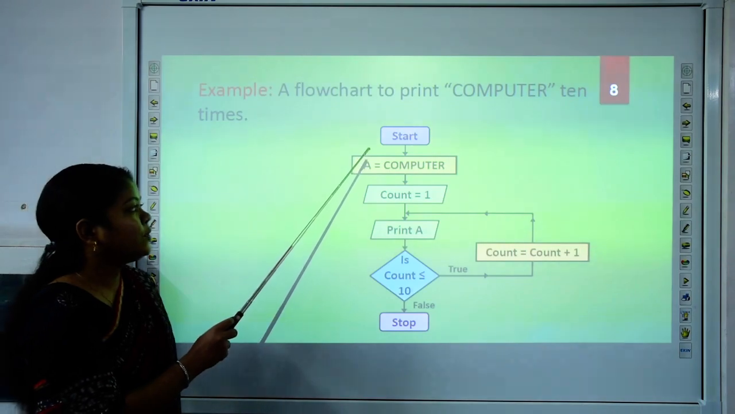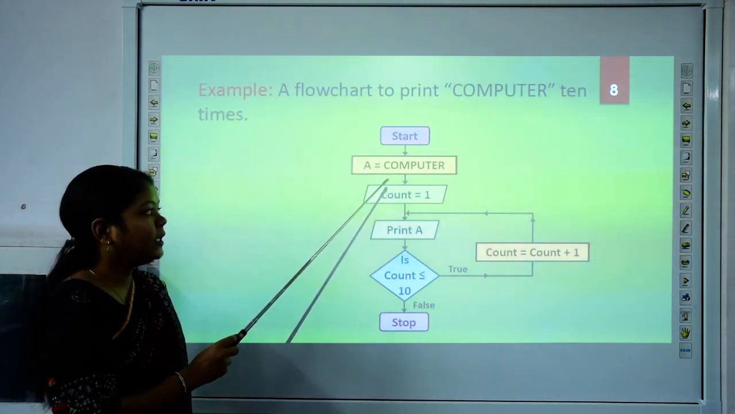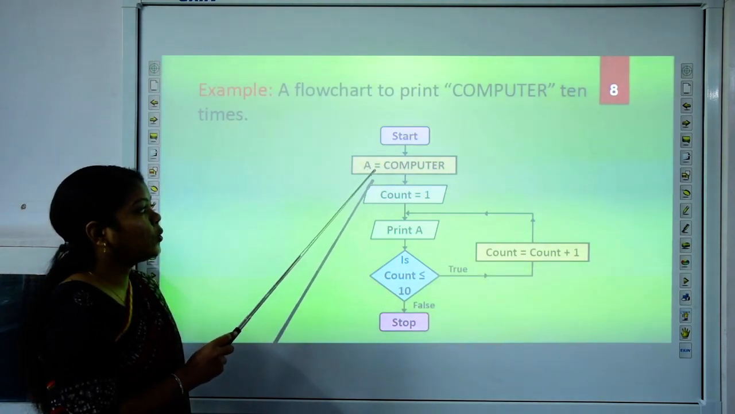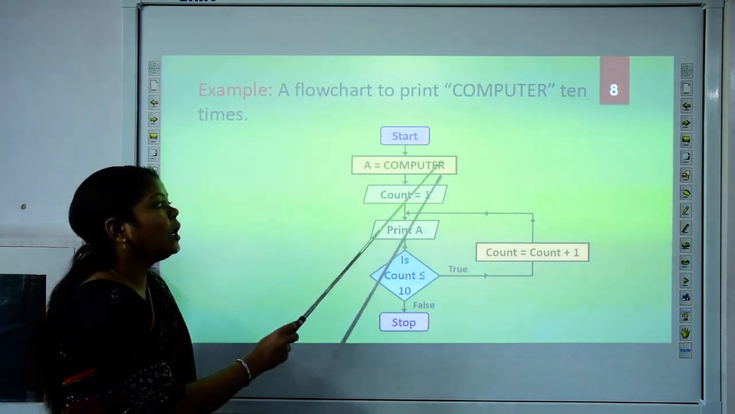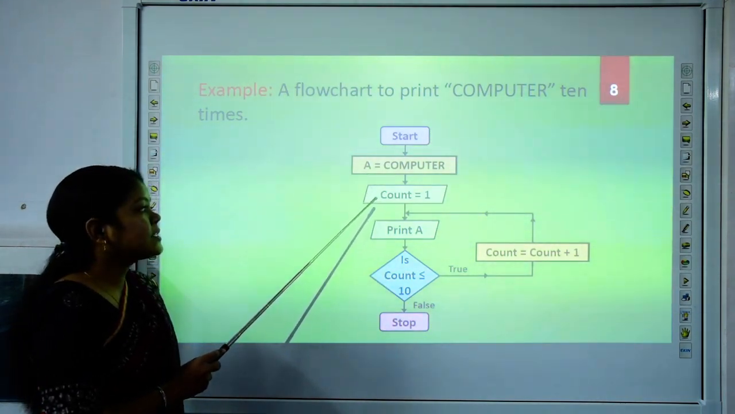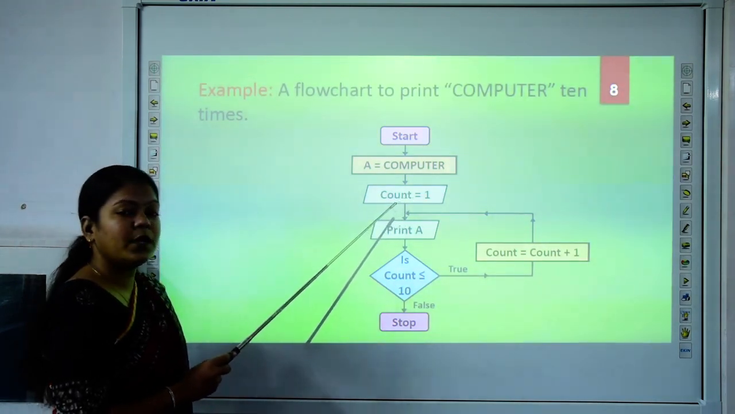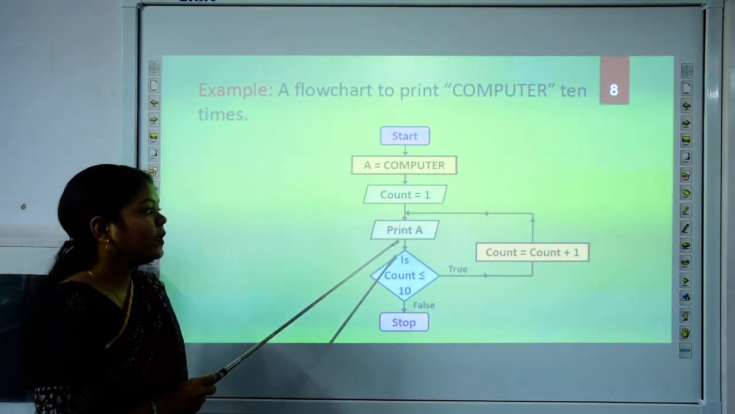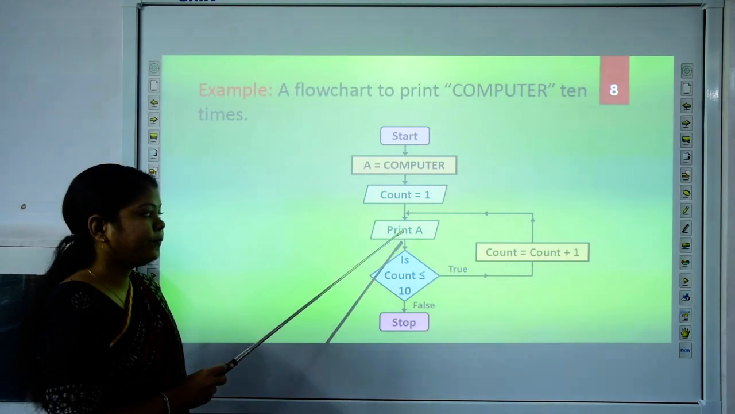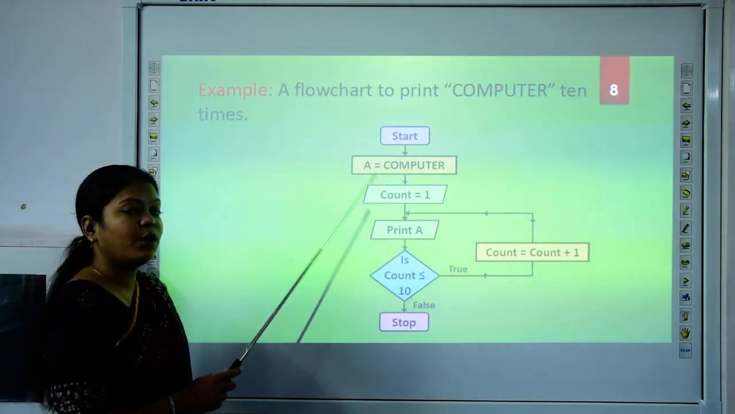Here, to start the flow chart, again we have the start box symbol, and then we write A equal to computer. So here the computer word is assigned into the variable A. Okay. Next we initialize the count variable, count equal to 1. So here count stores the value 1. Next, print A. So this print A statement prints the computer word on your screen.